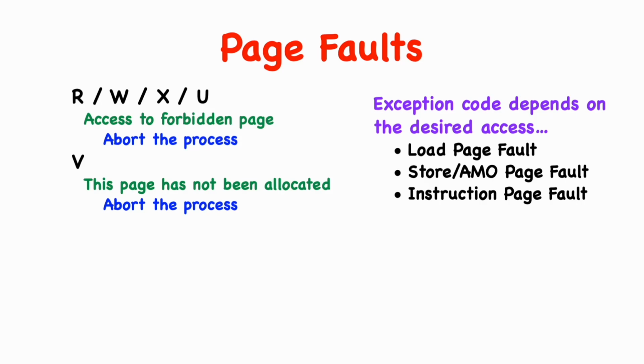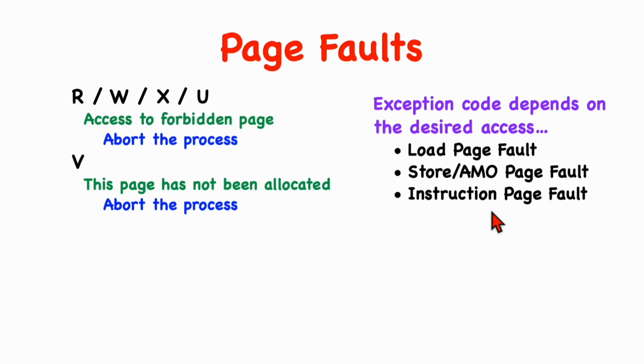Any attempt to load, store, or fetch an instruction from an invalid page is going to be an error, and it would also cause a page fault exception. Now, there are actually 3 different kinds of page faults, and if there's any problem, then one of these 3 would be signaled. And exactly which exception type occurs depends on what type of operation was being attempted. The program was either trying to execute a load instruction, or a store instruction, or to fetch an instruction.